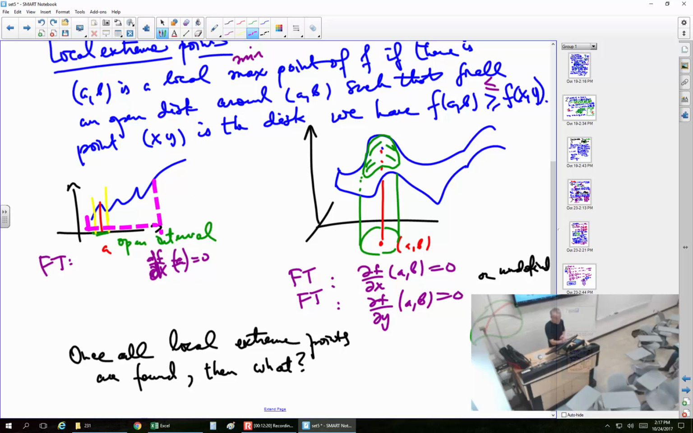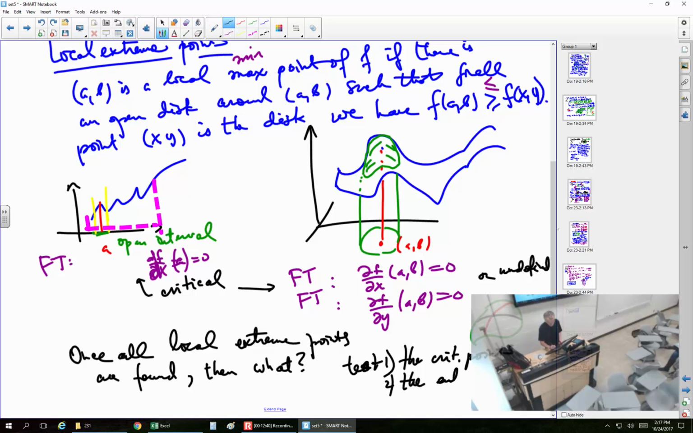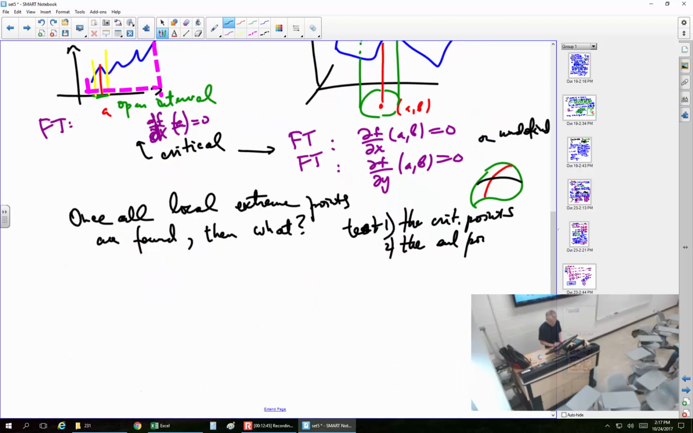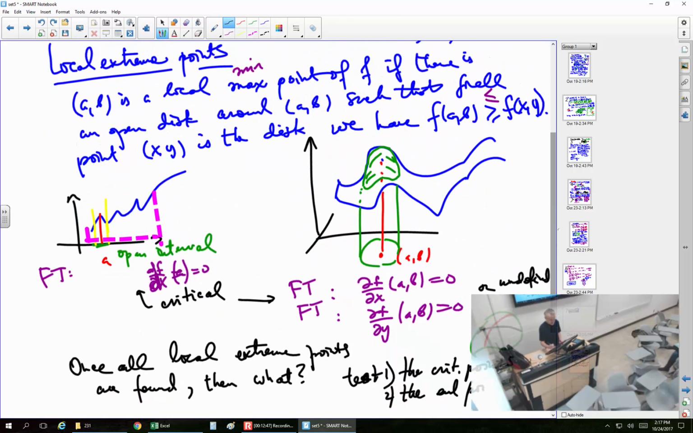So remember the endpoints, right? So test the critical points, which are the ones that we found. These are critical points. And now we have the critical points for dimension 2 as well. Critical points, and number 1 and number 2, the endpoints. Well, now I don't want to say the endpoints because there are no ends anymore. Or there are ends, but we just call them differently.